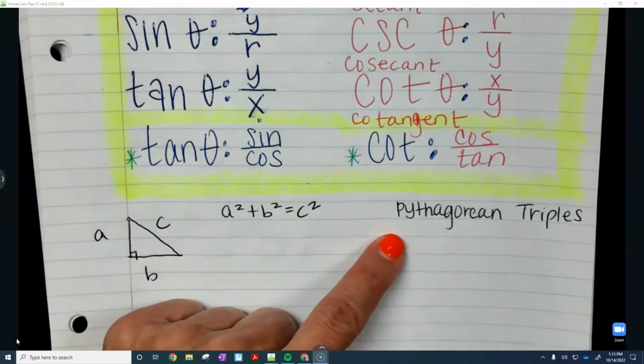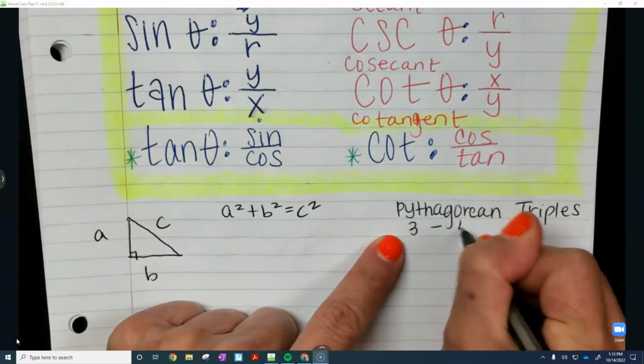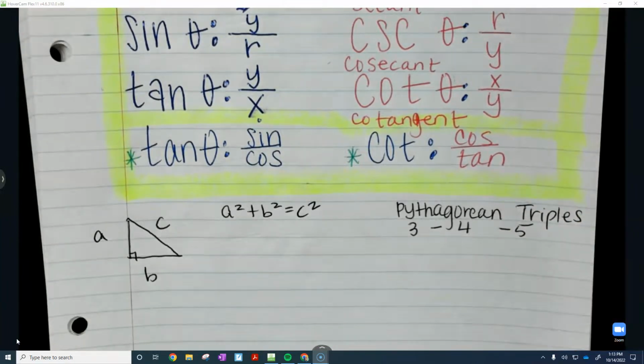I believe Victoria knows one of them. What is it? 3, 4, 5. Yes. So one of the triples is 3, 4, 5. And all that means is if A is 3 and B is 4, then the hypotenuse is always 5. And they can be multiplied by a scale factor. So if this is 6 and that's 8, what is the final measurement? Times 2. 10. What if they were times 3? 9, 12, 15. Yes.